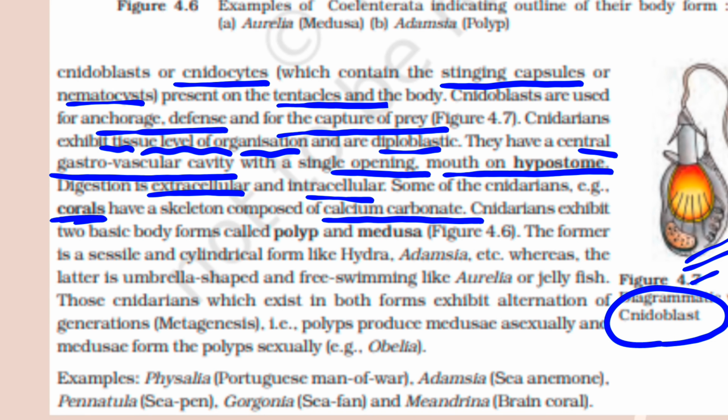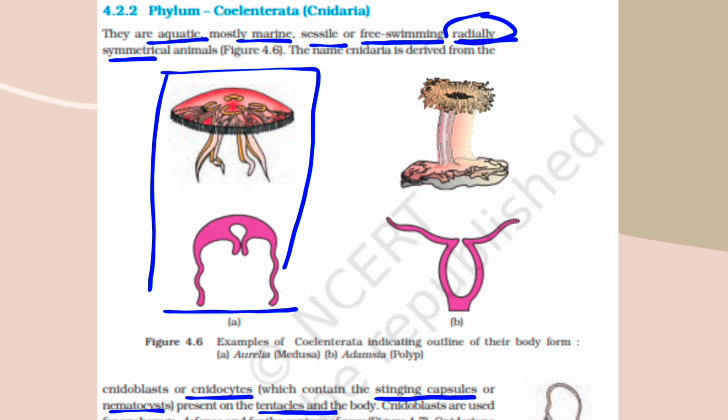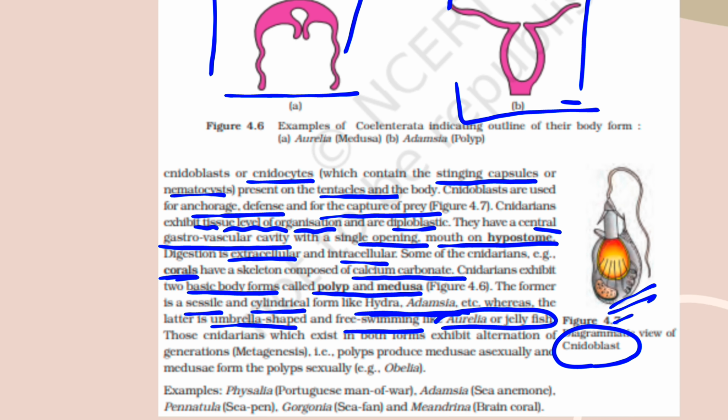It exhibits two basic body forms, polyp and medusa. Polyp is sessile, cylindrical, like Hydra, Adamsia. Medusa is umbrella shaped and free swimming like Aurelia, jellyfish. This is Aurelia, which is jellyfish, and polyp, which is Adamsia. Both forms, polyp and medusa, exhibit alternation of generation, which is called metagenesis.